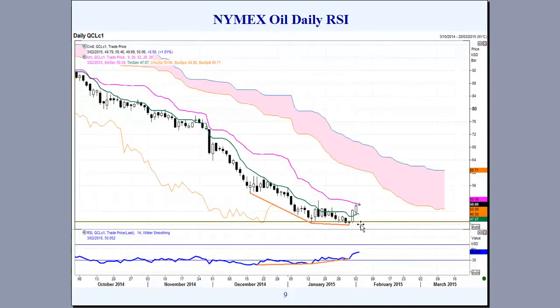But the daily charts are telling us something a little bit different, and here we have an example of that type of divergence with the RSI. Here's the first divergence where the price action is making a lower trough, but the RSI is actually making a higher trough, and then a second time it occurs.